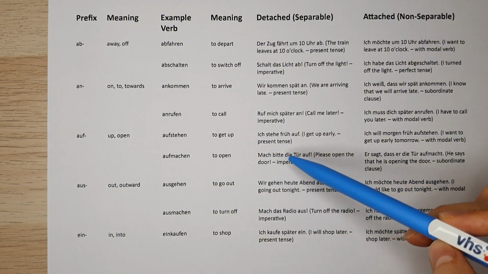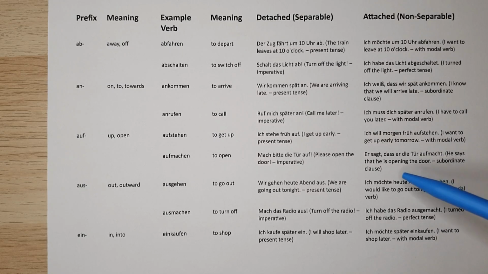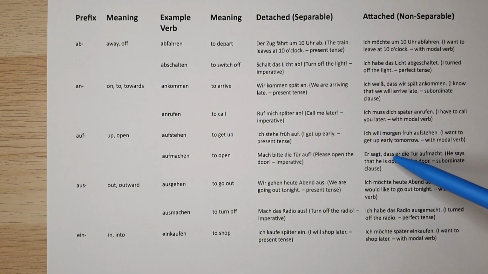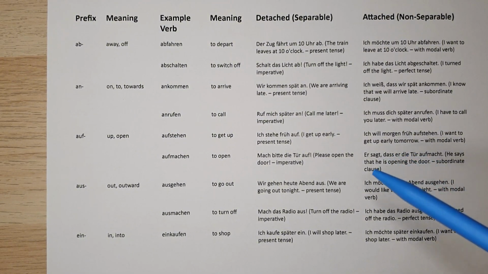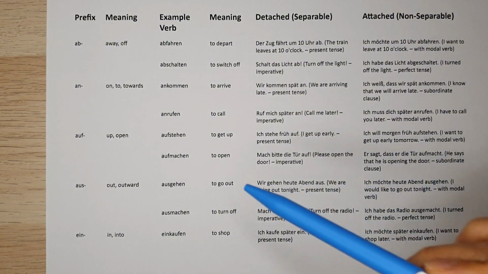Aufmachen. Mach bitte die Tür auf. Please open the door. Imperative. In case of subordinate clause, sagt, dass die Tür aufmacht. By the way, another key point in that case is anytime you are using a Nebensatz, a subordinate clause, after dass, the subject should come. You should know this. The subject will always come after dass, and the verb basically will always go to the end of the sentence. That's the key to understand the subordinate clause or Nebensatz.